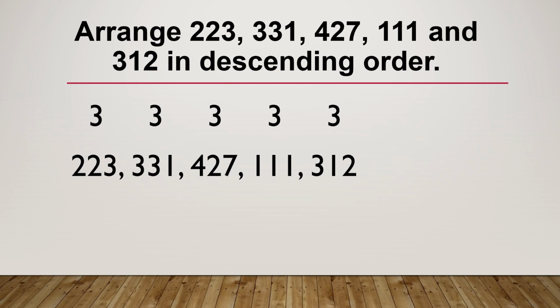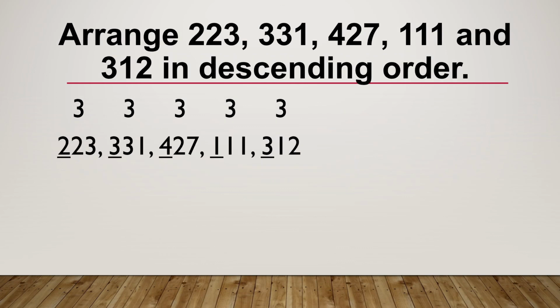Here all the numbers are 3 digit numbers only. So now we have to compare the left side digit, that is hundreds place. What are there in hundreds place? 2, 3, 4, 1 and 3. Which is greater number, children? Yes, here 4 is greater number. So 427 is greater than all the numbers. Next, the greatest hundreds place is 3. Here there are two numbers with 3 in hundreds place, that are 331 and 312.